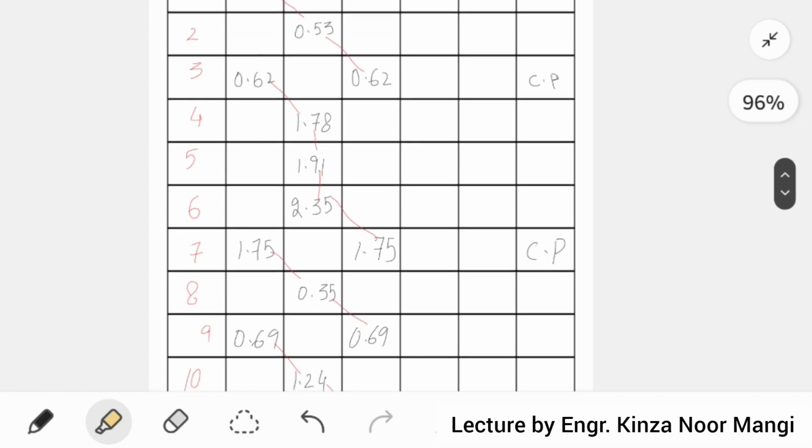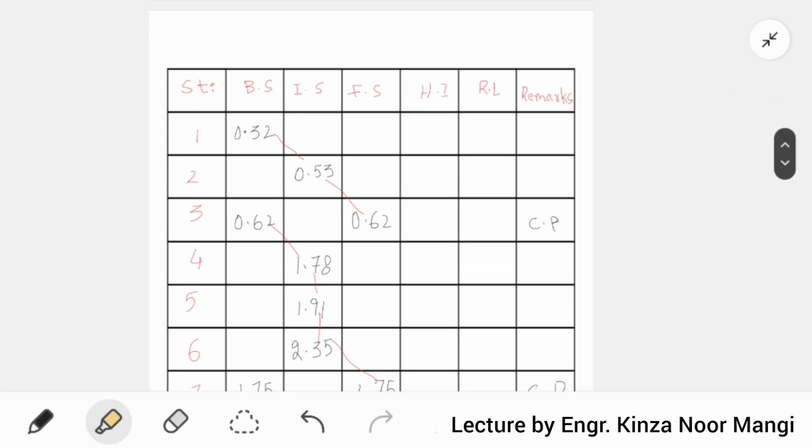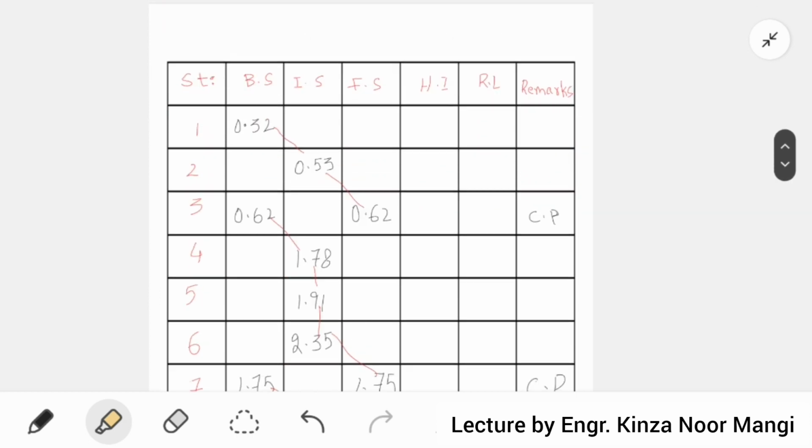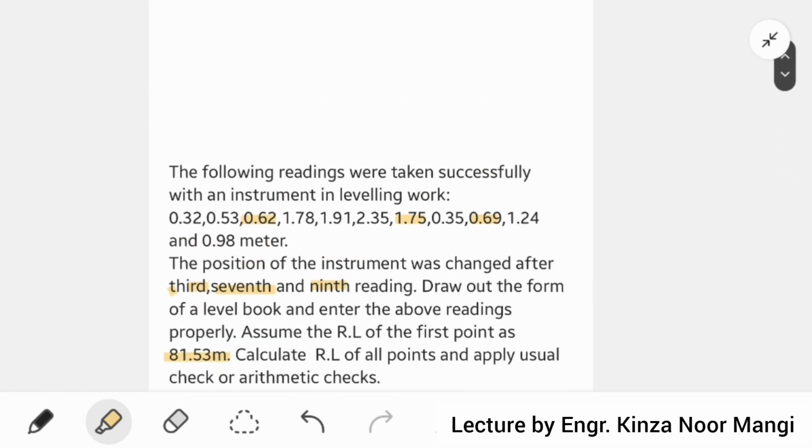I have inputted the values of backside, intermediate side and foreside. The first reading of the instrument is known as backside, which is 0.32. Then it is followed by the intermediate side. Whatever values come between the first reading and last reading of the instrument are represented as the intermediate side, and the last reading is known as foreside. So 0.62 is foreside, but as you know the question says that at the 3rd, 7th and 9th position the instrument changes its position.